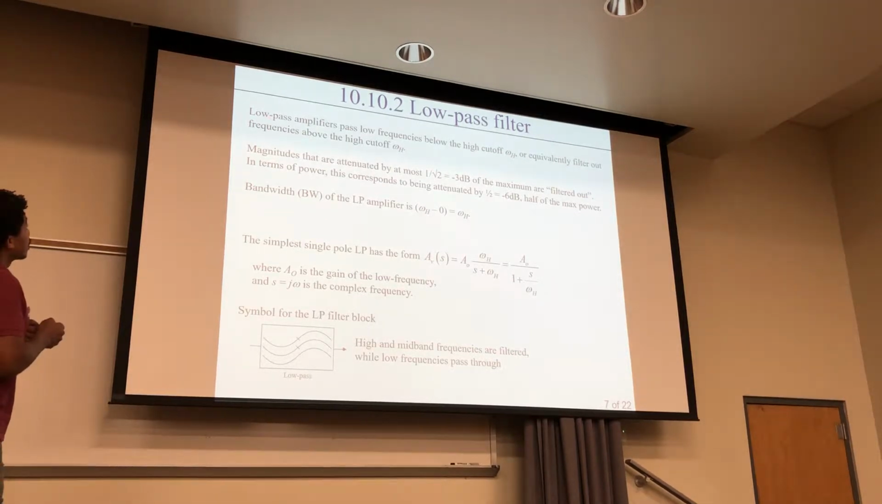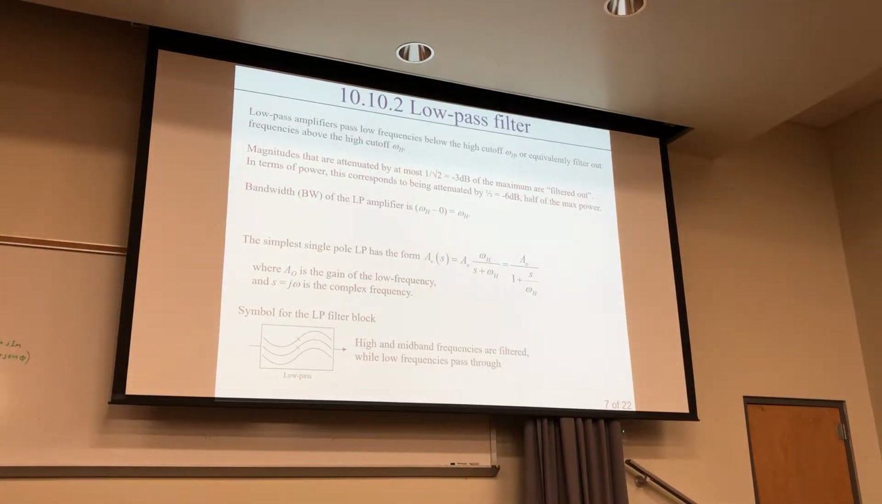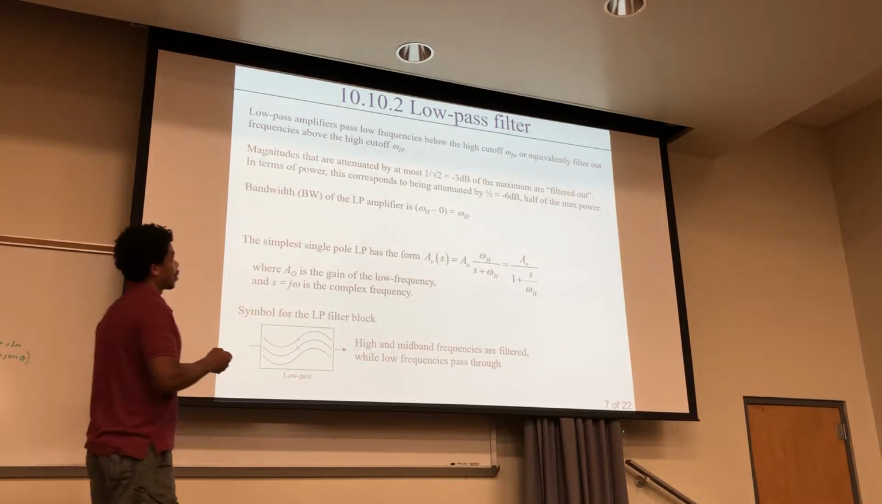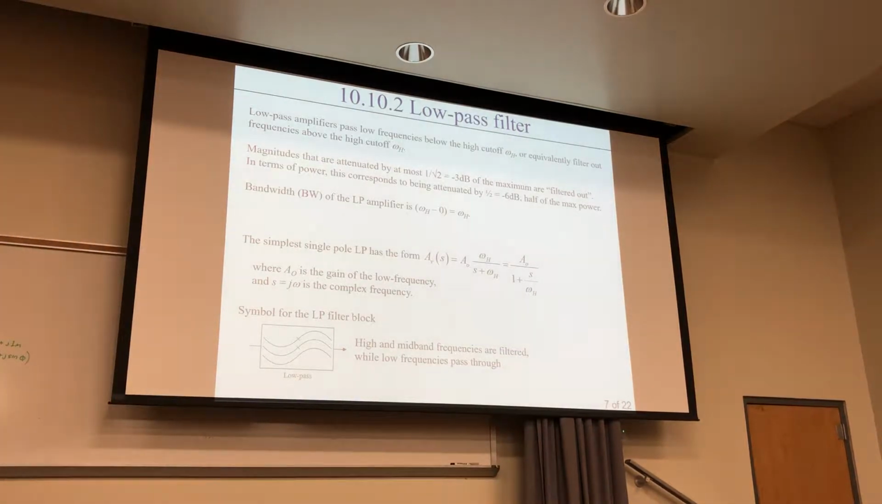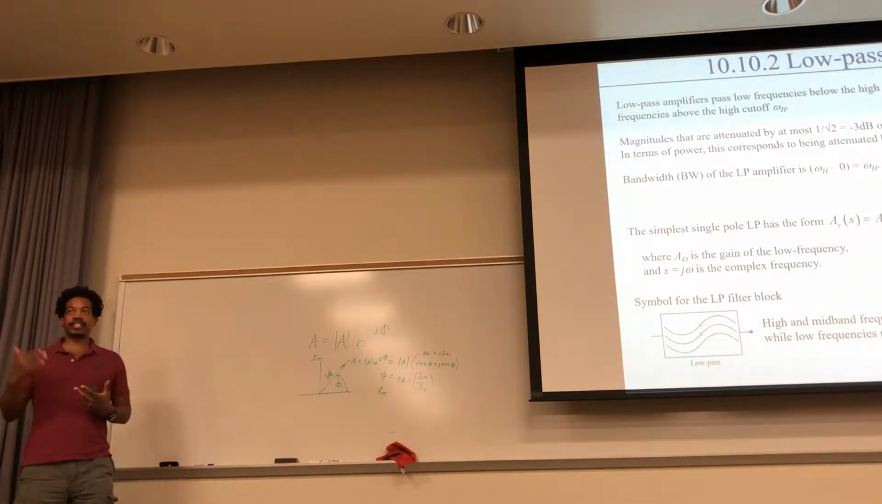Low pass amplifiers pass low frequencies below the high cutoff, omega h, or equivalently filter out frequencies above the high cutoff. Okay. Magnitudes that are attenuated by at most 1 over square root of 2, which is 3 decibels, we found that out in lecture 1 or 2, of the maximum are filtered out. So that's what they mean by filtered out. Okay, so it's not really filtered out. I mean, you want to put that in quotes. It's not really gone. It's just attenuated.